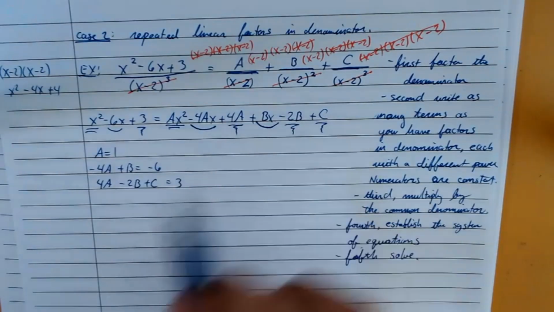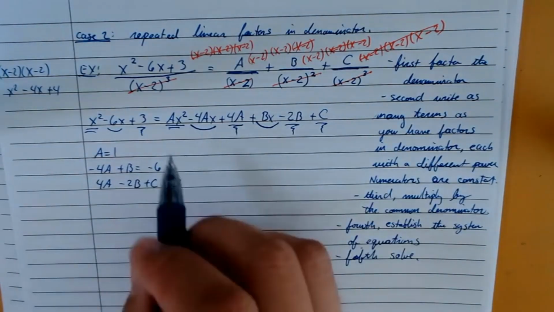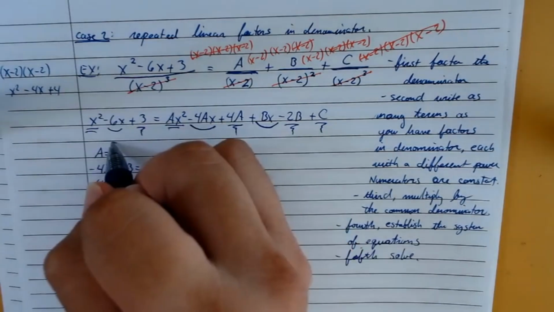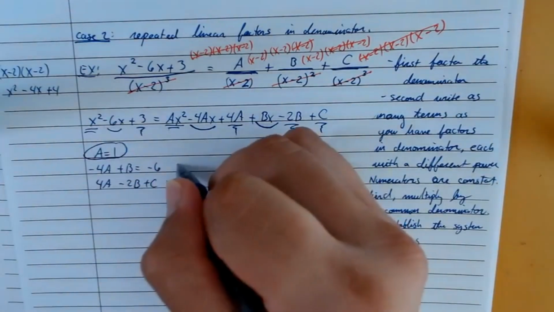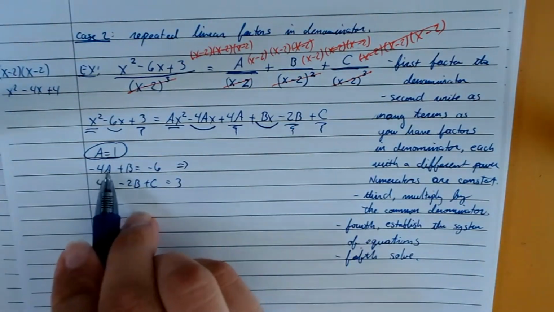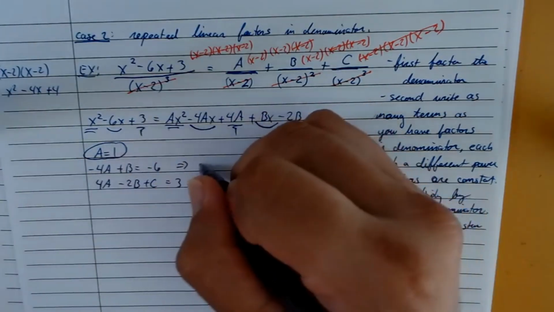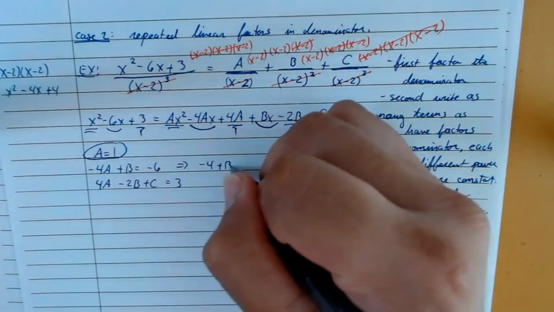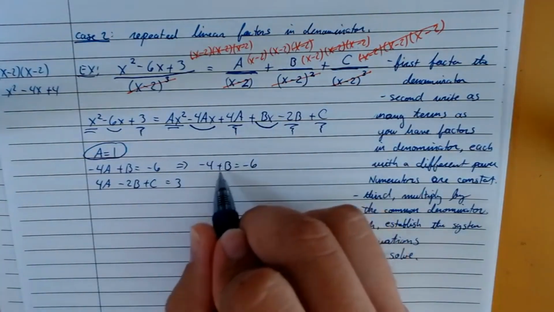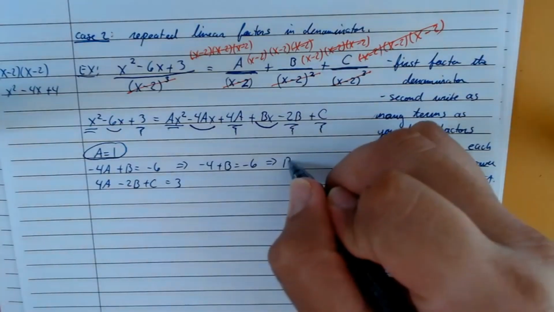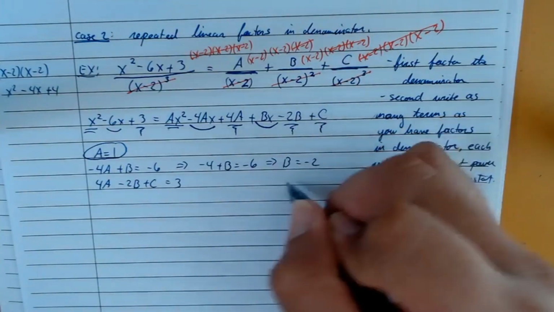4a minus 2b plus c. All right, so now we can solve that system of equations. We know what a is already. That was nice. So you can always plug that into this equation. Negative 4 times a, negative 4 times 1 is just negative 4, plus b is equal to negative 6. You can add the 4 over to this side, and that solves for your b. b is equal to negative 2.